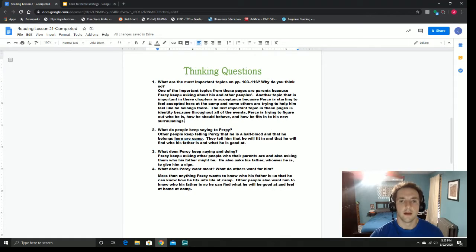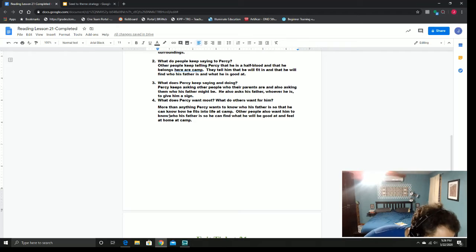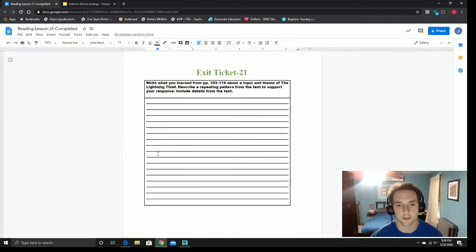And so this idea of identity, I think, is actually the strongest theme topic that we see throughout, because all of the other topics are connected to it. Parents, acceptance: knowing who his parents are is connected to identity. Being accepted at camp is part of his identity. And so if you feel more connected to any of those other topics, go ahead and use those for your exit ticket. But if not, identity is the one I think that we should stick to.